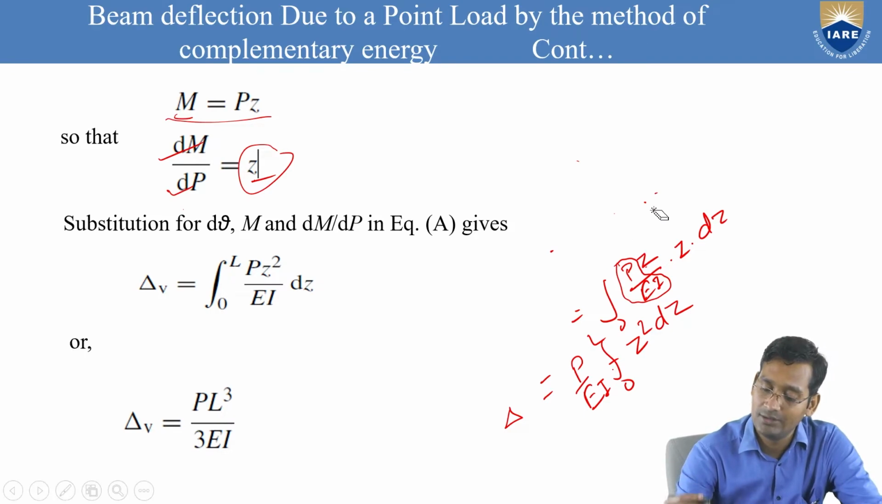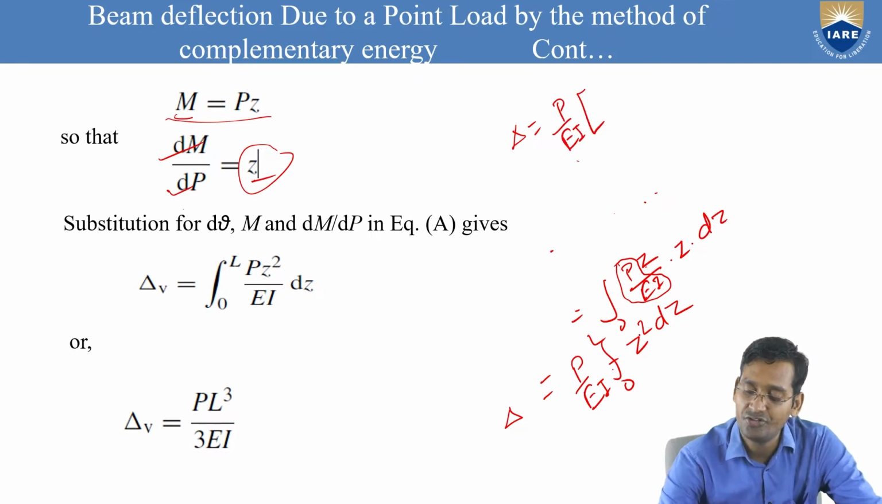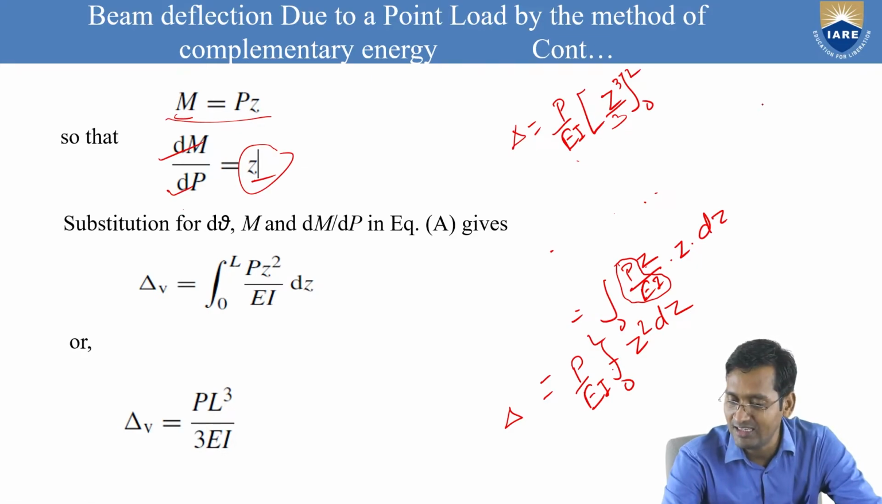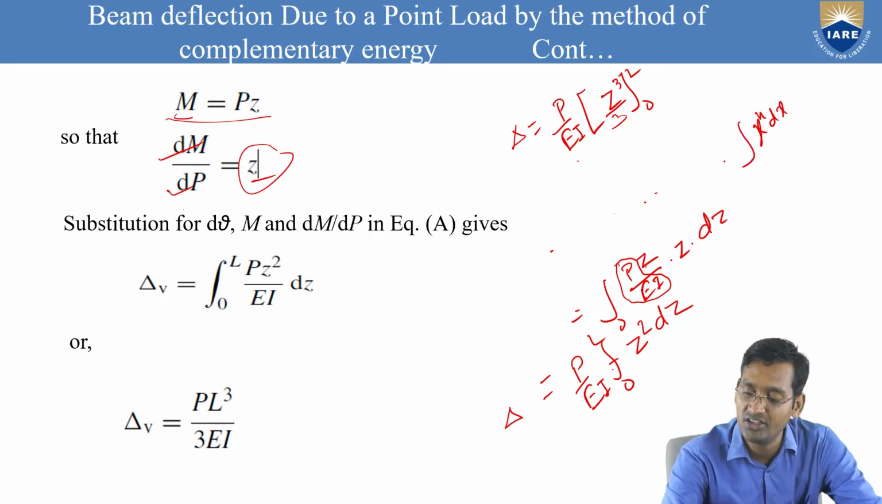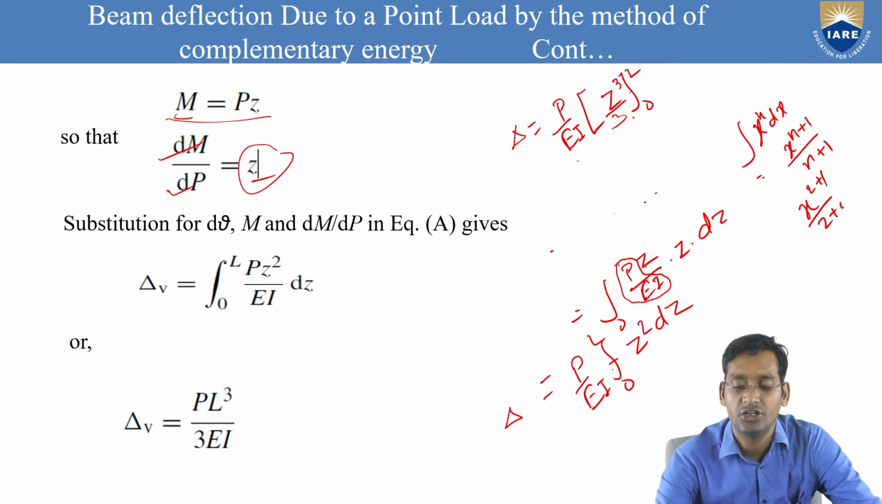After this, just integrate. Delta equals P by EI. The integration of z squared dz is z cubed by 3, with limits 0 to L. Let's see the integration formula: the integral of x to the power n dx, we add to the power, so x to the power n plus 1 by n plus 1. Similarly, the power here is 2, so x to the power 2 plus 1 by 2 plus 1, that is x cubed by 3.